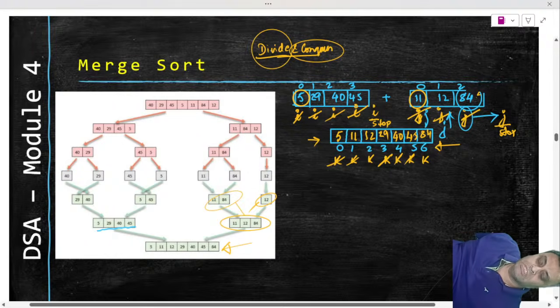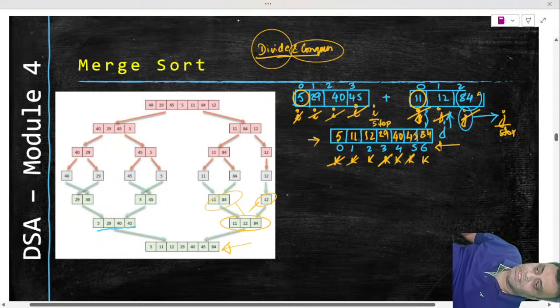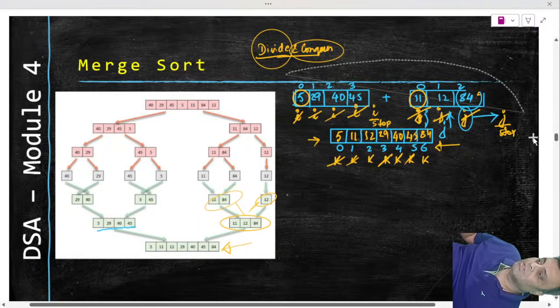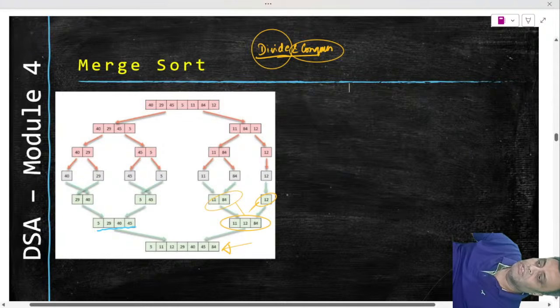After that comes the aggregation. During aggregation, we'll have to take a larger array and put the smaller arrays into the larger array by placing them in sequence. That's the only thing that you need to remember. So let us see how we do that through code.